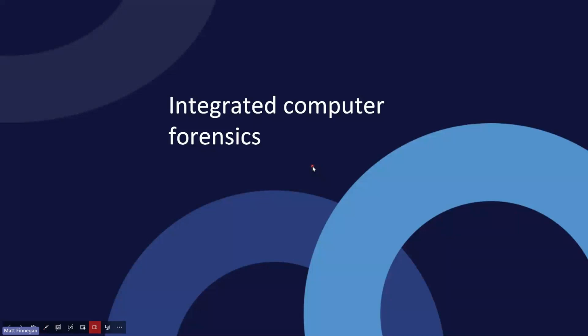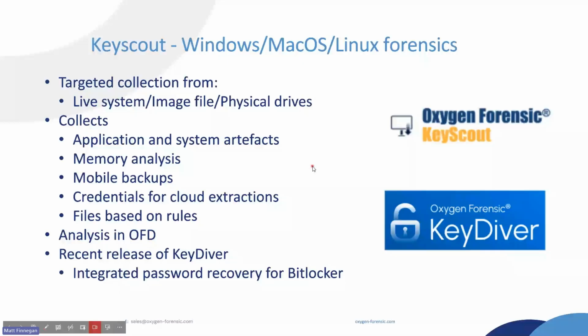So we have a tool called KeyScout, which is part of Detective. You don't have to purchase it separately. It's a part of Detective, and that does targeted collections from either a live system, an image file if you have an E01 or a DD or even a virtual machine image file. There's loads of supported image files, or a physical drive, and it collects data from Windows, Mac OS, and Linux.